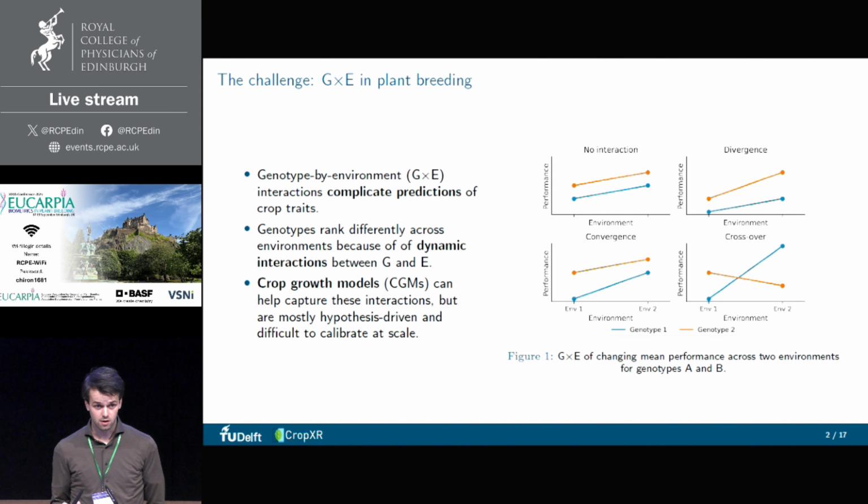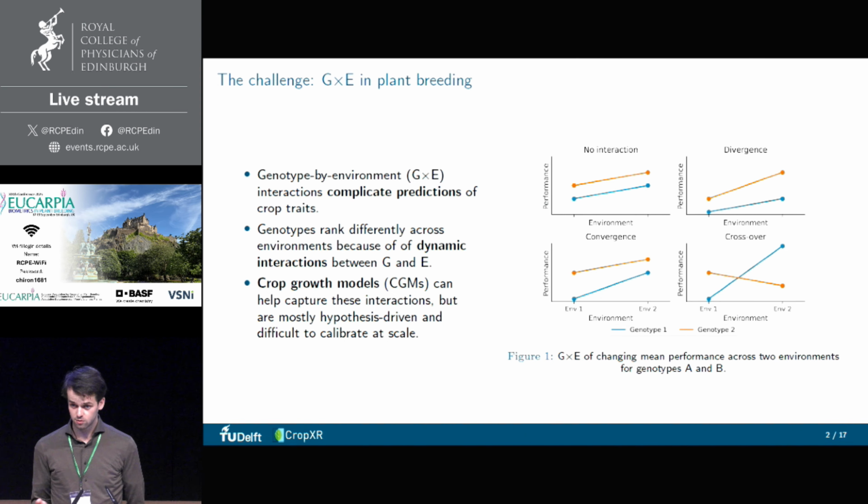And as you all know, the genotype-environment interaction is one of the larger challenges in plant breeding and modeling of quantitative genetics. Because different genotypes rank differently across different environments, which is something which is difficult to capture in the static genomic prediction models that we're using.